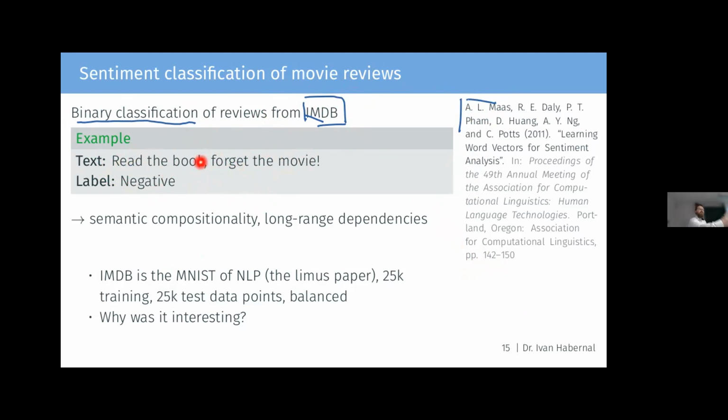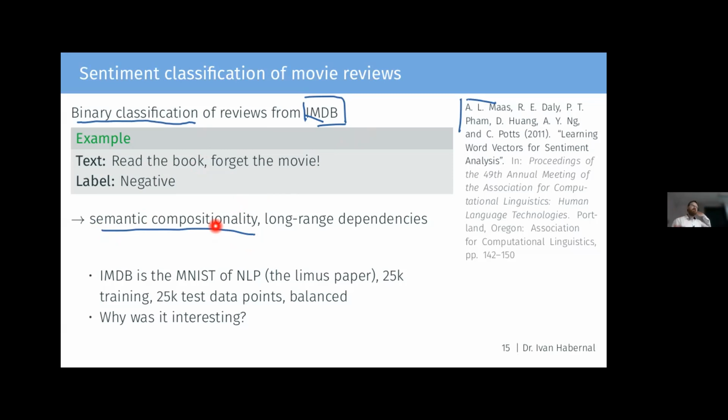What you need to understand to classify the review of a movie into positive or negative sentiments, so like bad movie or good movie, is semantic compositionality. So how words work together in their meaning. And also, if the reviews are long, how one part from the beginning is related to the rest, because you have long dependencies in the text.